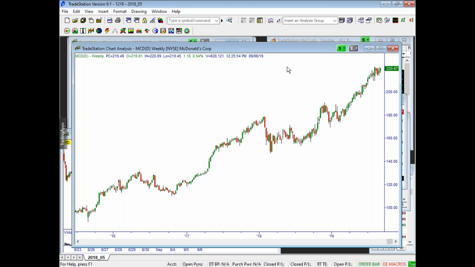Today is like walking through molasses. It's always like walking through molasses on McDonald's. What are you talking about? Today.